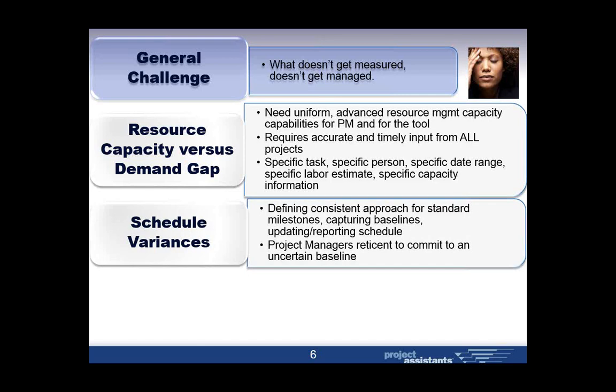Okay, schedule variances, again, the consistent approach for standard milestones. You know, do we have a common language, what I call the phraseology, right? Do we have a way of talking about what phases our projects are in, and do we have consistency in that terminology? How do we capture baselines? How do we govern that process? How do we govern the updating and reporting against schedules? How do we promote these schedules at the right time? How do we make sure the right information is out there?